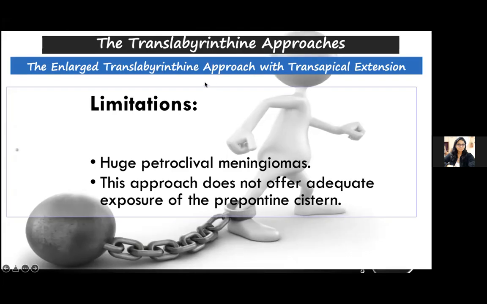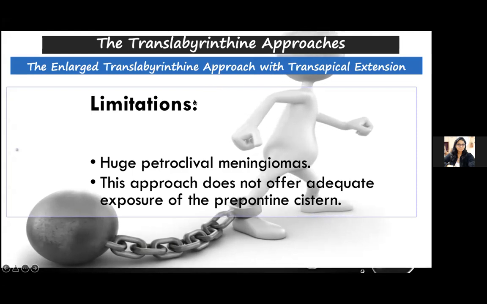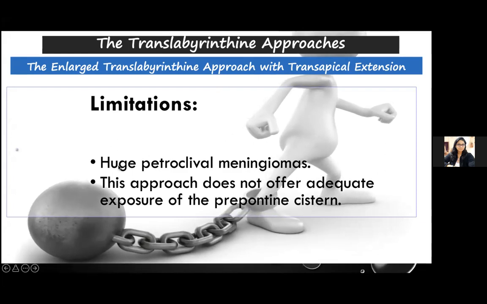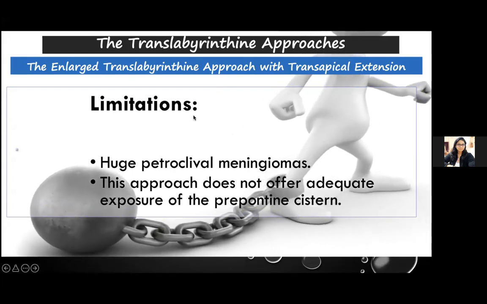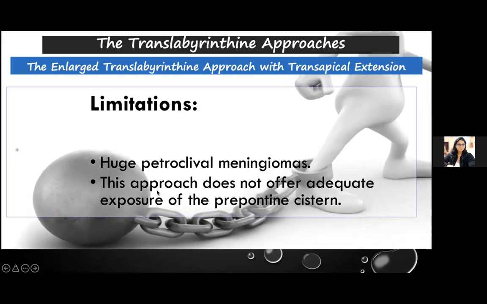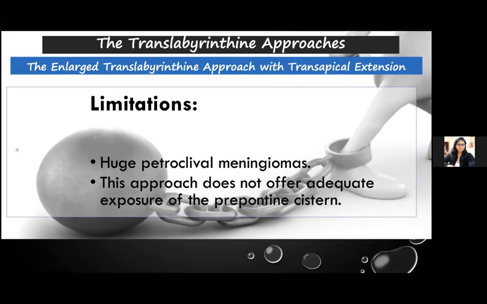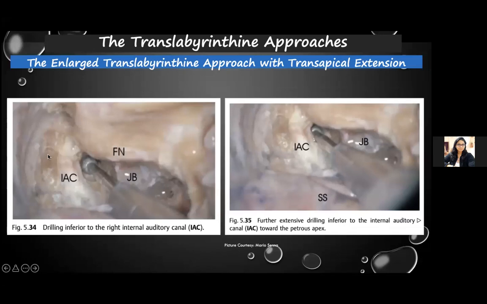Now, even though it gives a more anterior extension, it also has its limitations. The first thing is that huge petroclival meningiomas, which are towards the clivus, cannot be approached using this transapical extension. And this approach does not offer adequate exposure to the prepontine cistern. So these are the limitations. And here you can see how we proceed from the translabyrinthine approach towards the transapical extension. Here you can see the internal acoustic meatus is drilled, more bone is drilled away, making a 320 degree extension. You can see it both superiorly and inferiorly.